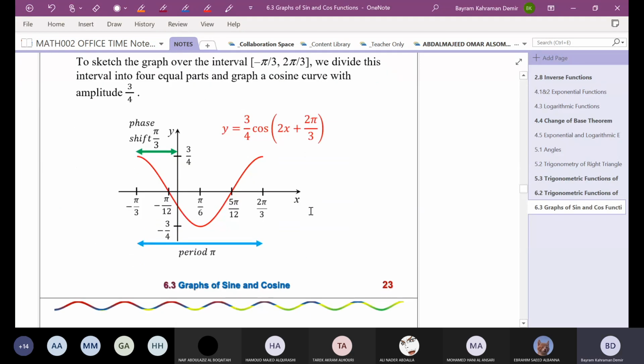Okay, let's see how is the graph. Let's remember where the cosine starts. Cosine starts from here, normally. But now it starts from negative pi over 3, so you go to the left. How many units? Pi over 3 units to the left. So this number is negative pi over 3 here.